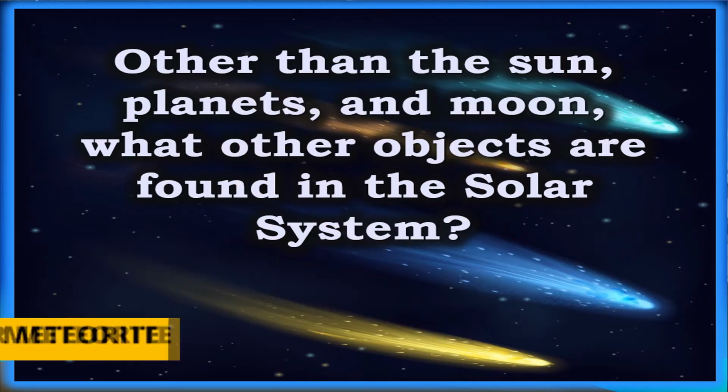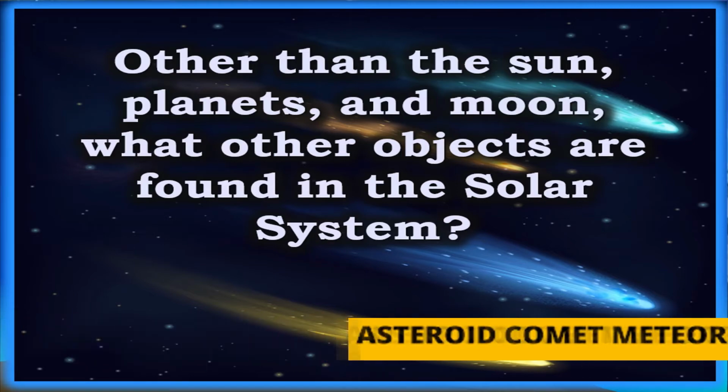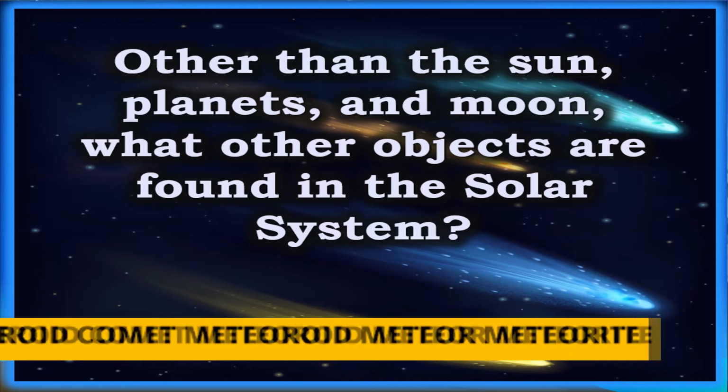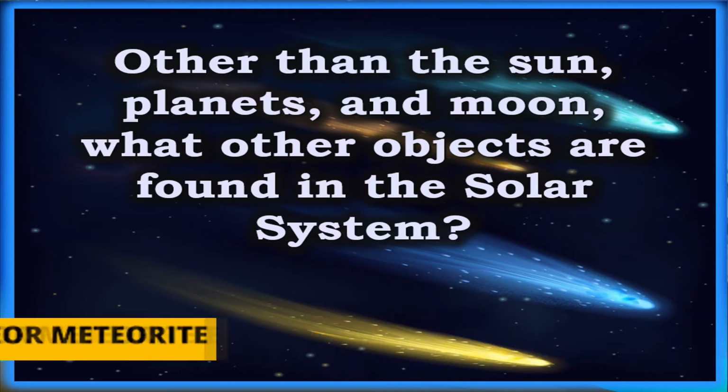So these are the answers. Other than the sun, planets, and moon, what other objects are found in the solar system? We have asteroid, comets, meteoroid, meteor, and meteorite. Once again, congratulations class.